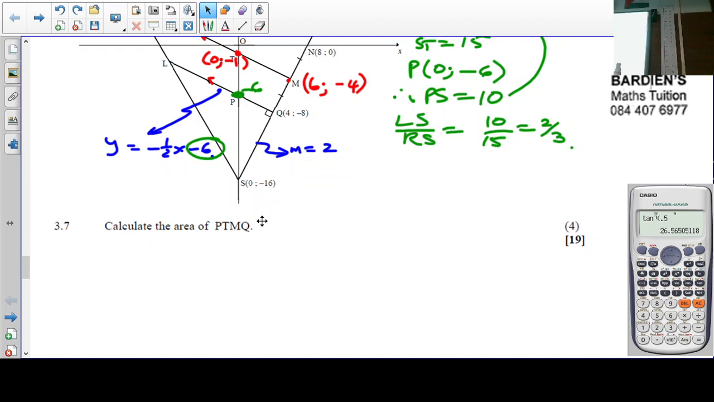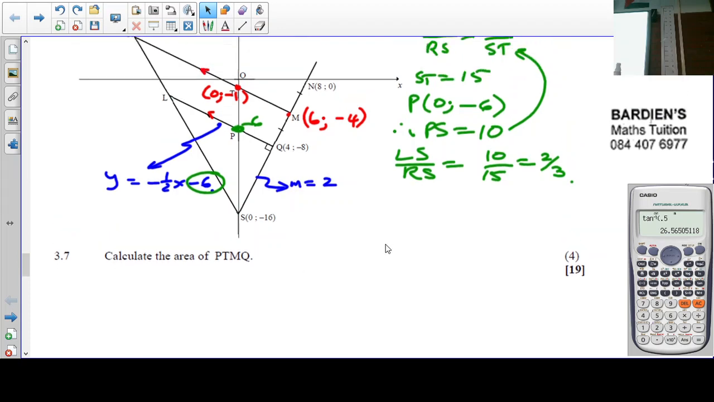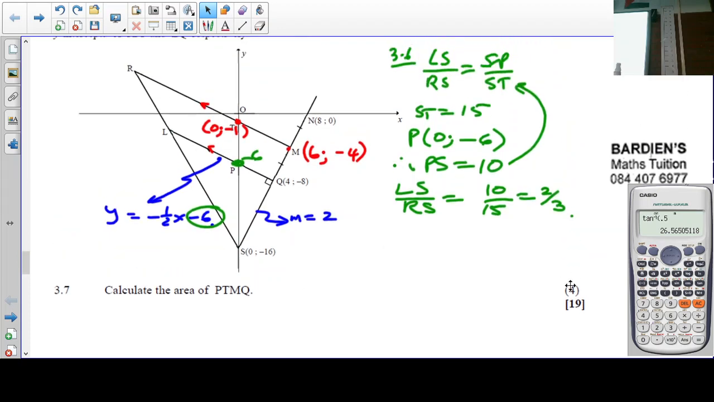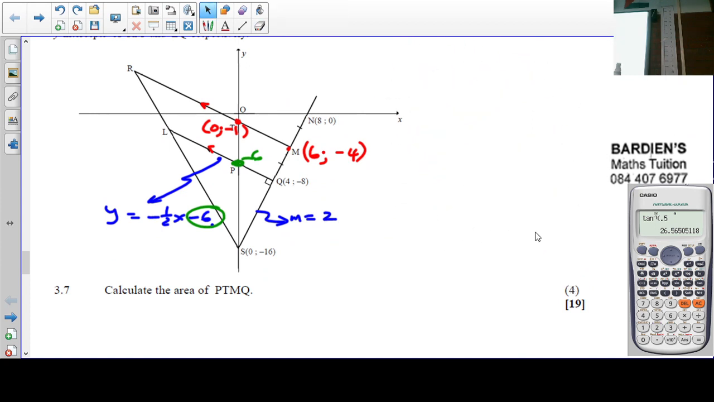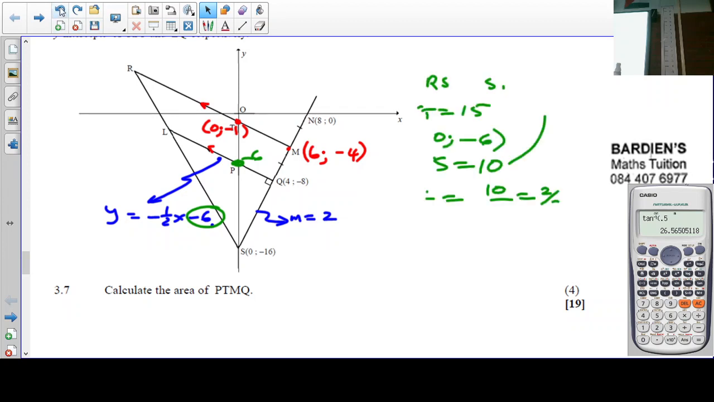Okay, so the last question. We'll just take this off first. So the last question says calculate the area of PTMQ. I think I would need to know what these values are. I was going to leave that in.